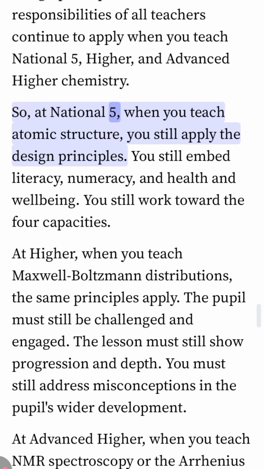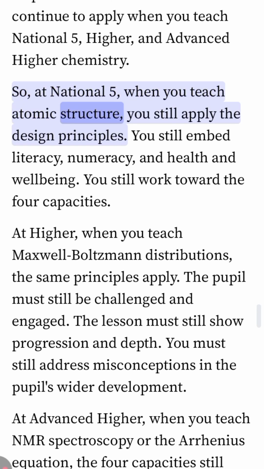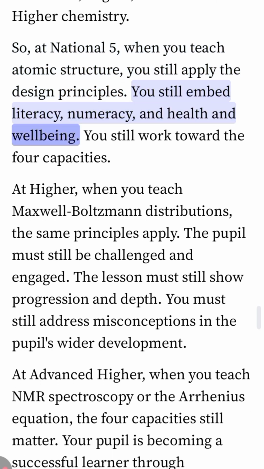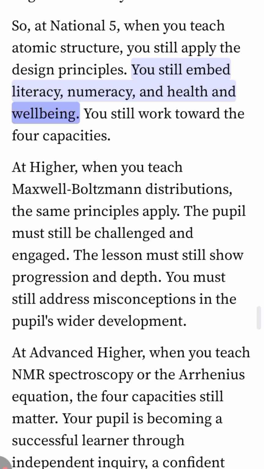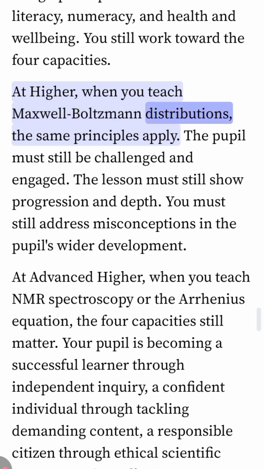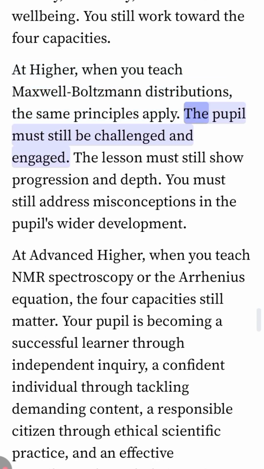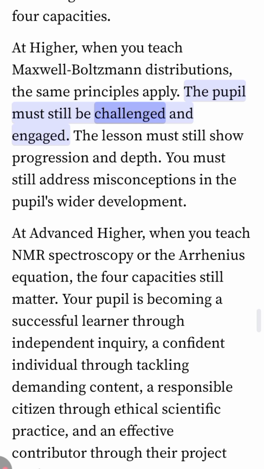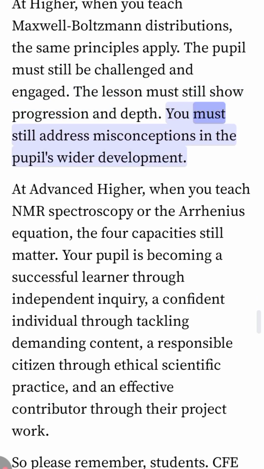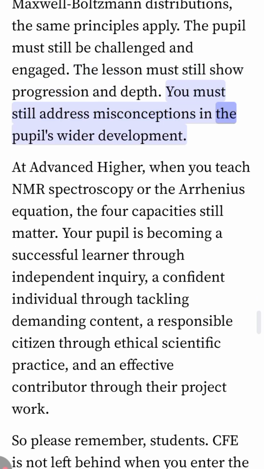So, at National 5, when you teach atomic structure, you still apply the design principles. You still embed literacy, numeracy, and health and well-being. You still work toward the 4 capacities. At Higher, when you teach Maxwell-Boltzmann distributions, the same principles apply. The pupil must still be challenged and engaged. The lesson must still show progression and depth. You must still address misconceptions in the pupil's wider development.